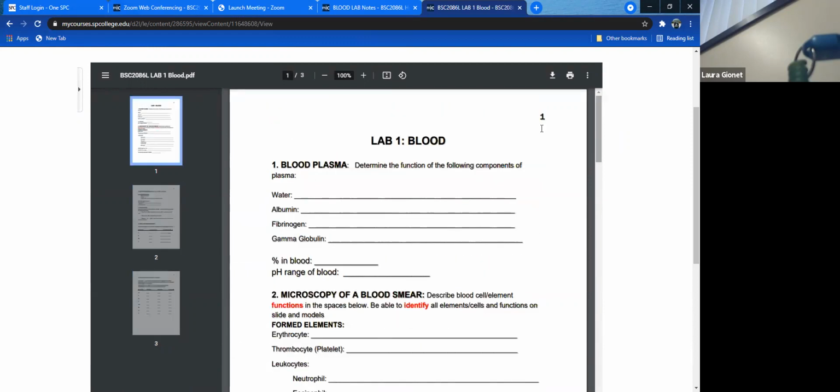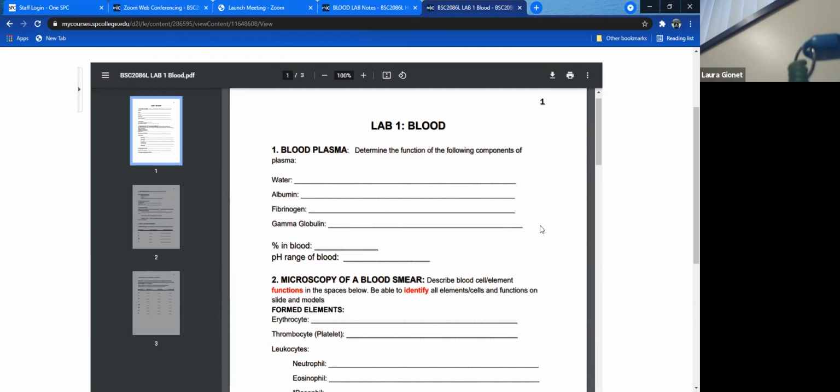The lab exercise for the week. So here we have lab number 1, and I'm going to kind of work you through some of it, and then I'm going to let you finish filling this out because it's kind of a waste of your time. I just went through all that. So here we're going to write down, determine the function of the following components of plasma. So water disperses heat, and in chemical reactions it can transport and suspend other substances, but transporting heat is a really good one.